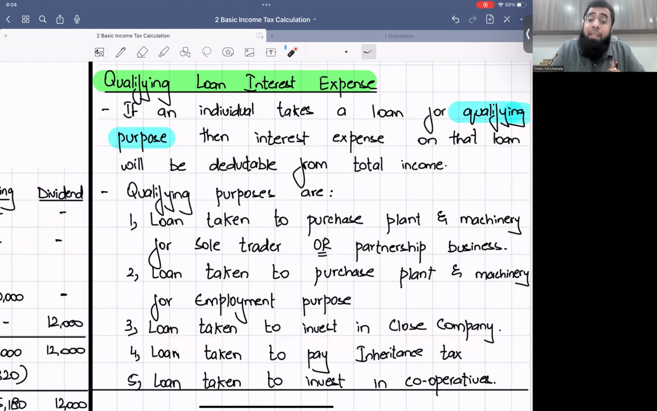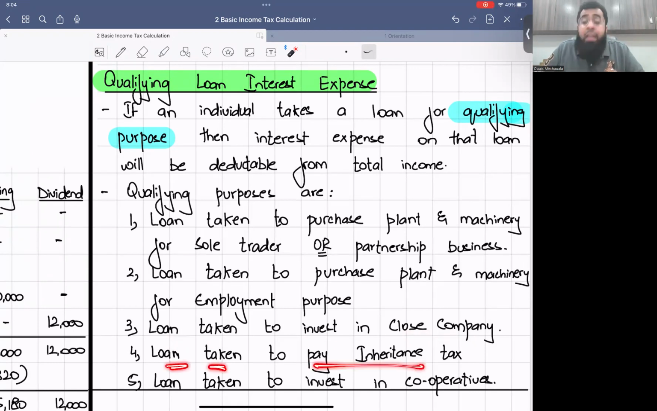Loan taken to invest in a closed company. Now, what is a closed company? We'll discuss the concept of a closed company in much more detail when we study corporation tax later in the course. But for now, a closed company is a family-owned company. So if we take a loan to invest in a closed company, that is also a qualifying loan.